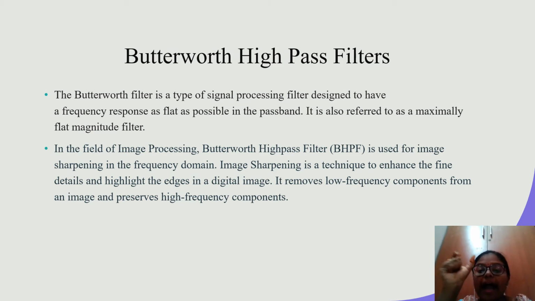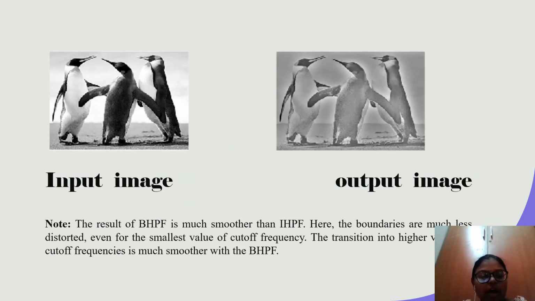Okay, these are the high pass filters. This is the same thing we saw before with the ideal high pass filter, which removes low frequency components. This is also happening here with the Butterworth high pass filter. In this image you can see that the result of the Butterworth high pass filter is much smoother than the ideal high pass filter. Here the boundaries are much less distorted, even for the smallest value of cutoff frequency. You have to notice why the Butterworth high pass filter is used.